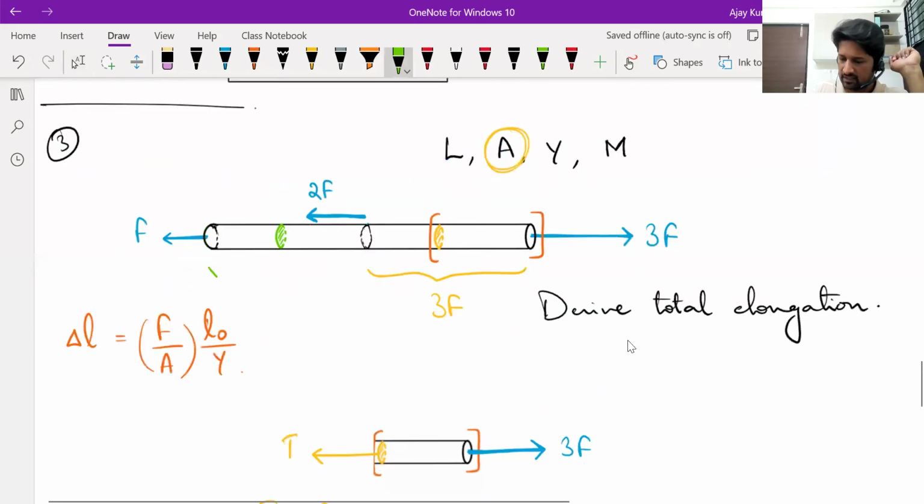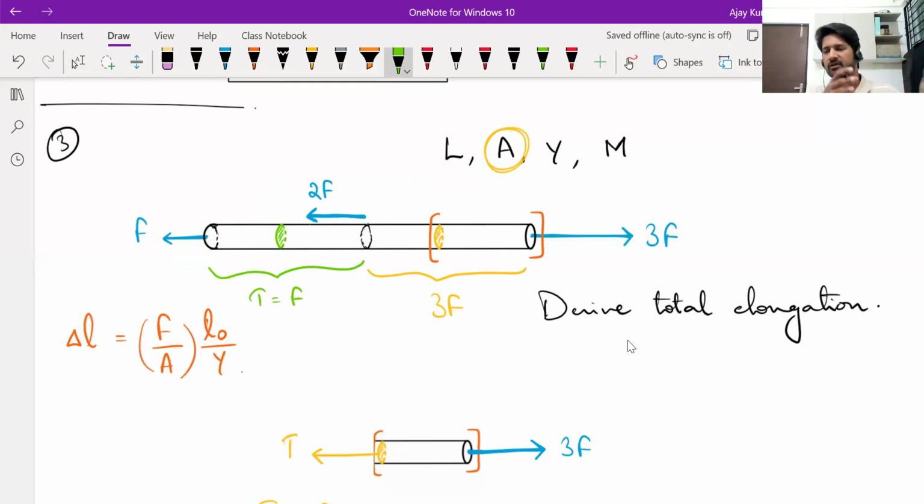Therefore, anywhere in this part of the wire, the tension is F. And anywhere in the other part of the wire, the tension is 3F. So one half of the wire is under one tension, the other half is under another tension. And your aim is to derive elongation. Now the area of cross section is the same throughout. If area is the same, then wherever tension is the same, the stress will be the same. So you will have to split the wire into two parts.